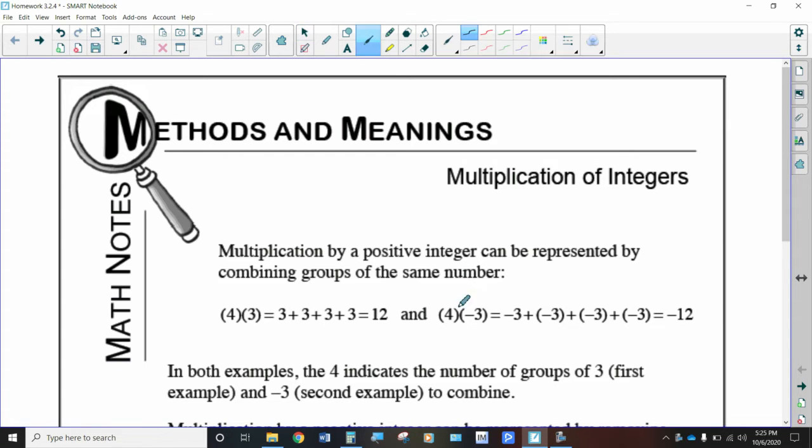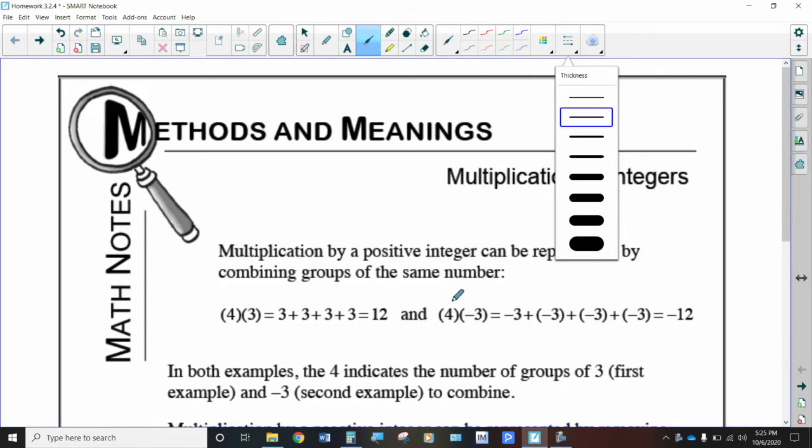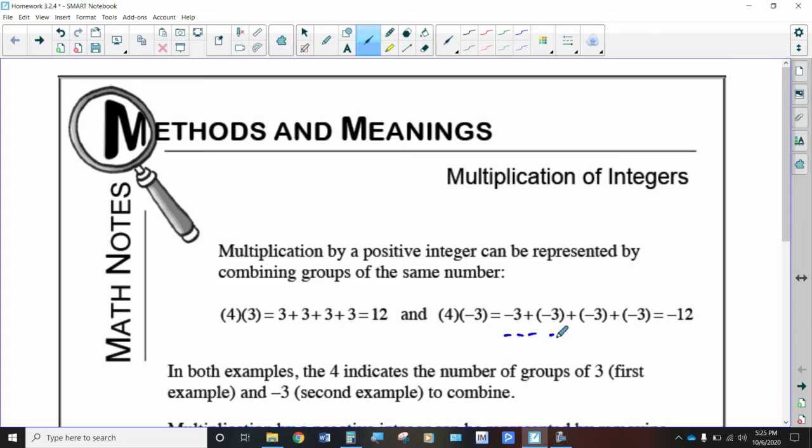So if you're dealing with multiplying a positive times a negative, we just think of it in the same way. 4 times negative 3 would be negative 3 plus negative 3 plus negative 3 plus negative 3. And if we drew the model for that, 4 groups of 3 negatives would give you a total of 12 negatives. So 4 times negative 3 is equal to negative 12.